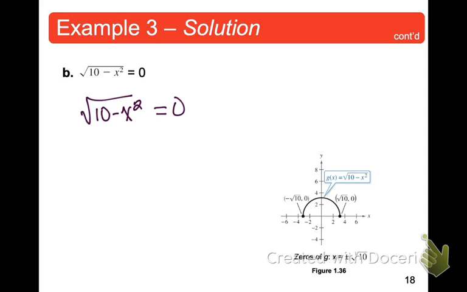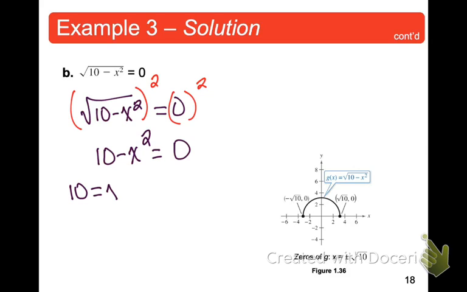So I am going to square this side, and then I'm going to square this side. When I square something that's inside a square root, what am I left with after I've squared it? What's inside the square root. So I'm left with 10 minus x squared. What is 0 squared? 0. Okay. Now, probably what I would do in this situation is add x squared to both sides. That's probably what I would do. And then I would be left with 10 equals x squared.